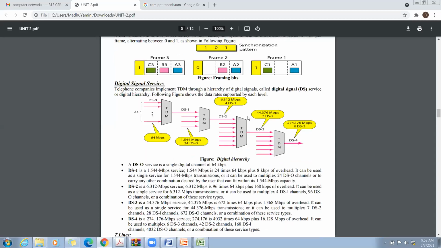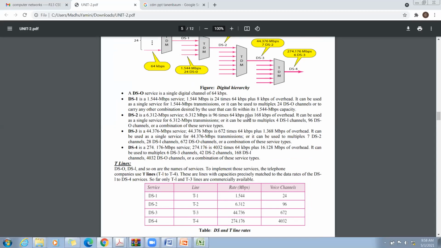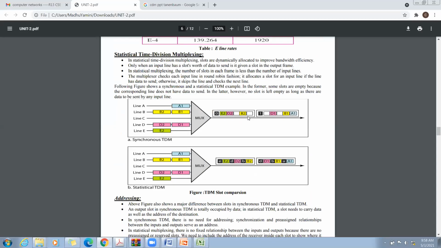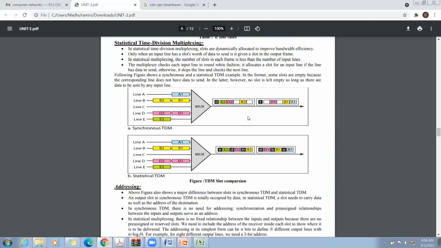Next, this is not related to your syllabus, digital signal service. Next, the second type of multiplexing technique. We have completed synchronous time division multiplexing. The second one is statistical time division multiplexing. Here, see, very simple. We have two diagrams. One is synchronous time division multiplexing. In this, see how many inputs we have.